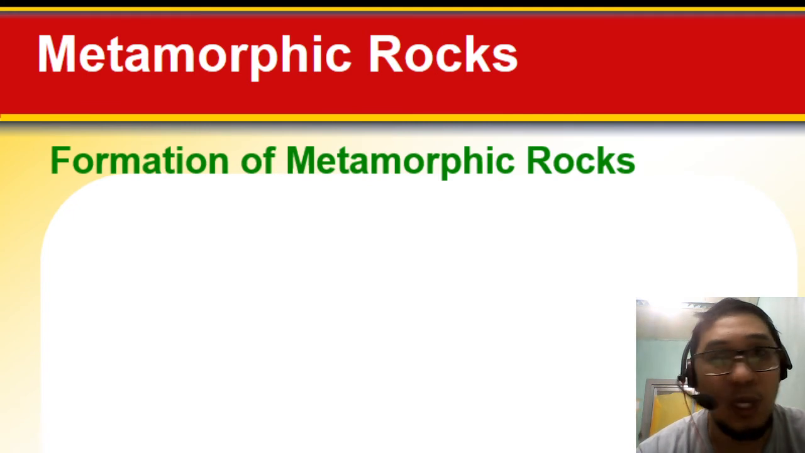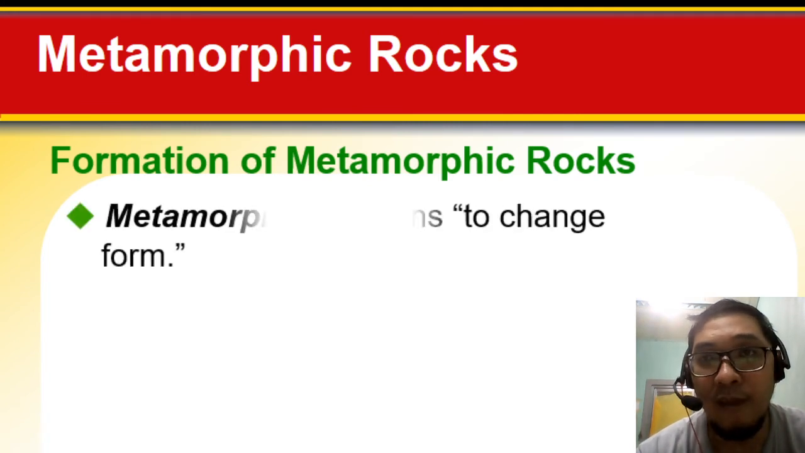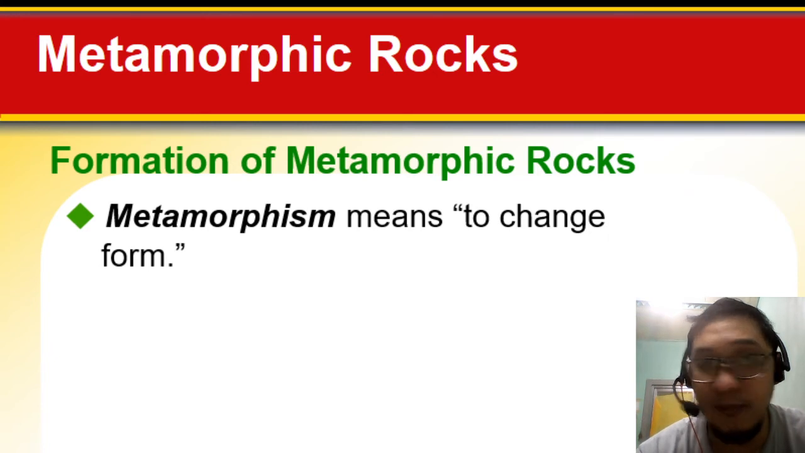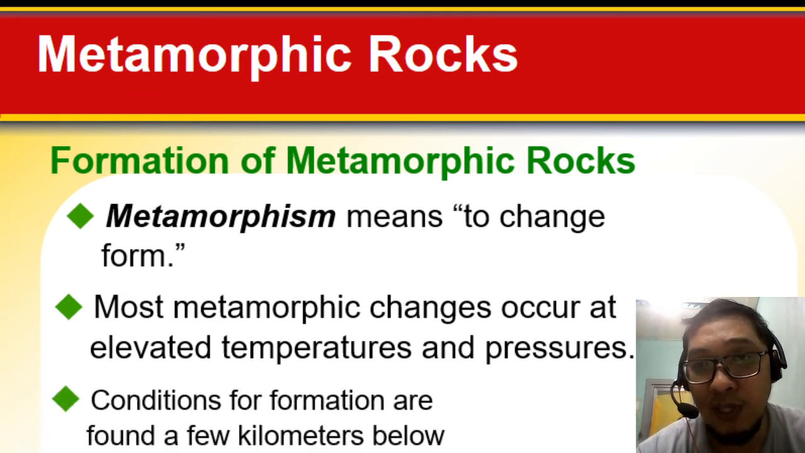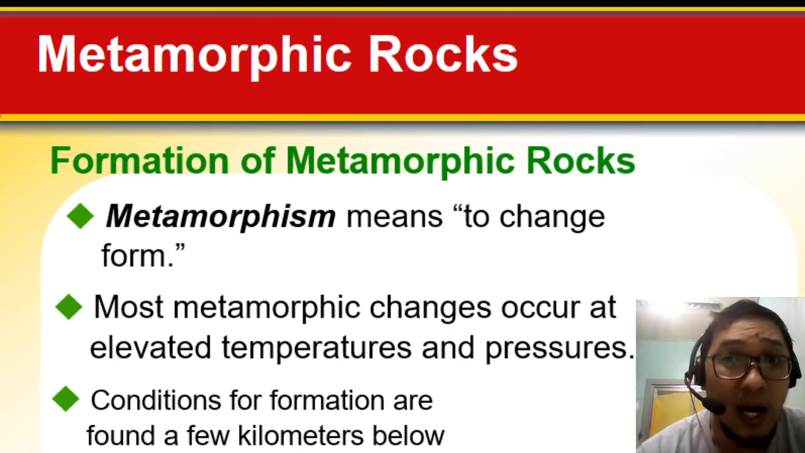For metamorphic rocks, they are formed in a different manner, and the process is called metamorphism, meaning to change form. Most metamorphic changes occur at elevated temperatures and pressures, and conditions are found a few kilometers below the Earth's surface and even extend into the upper mantle.